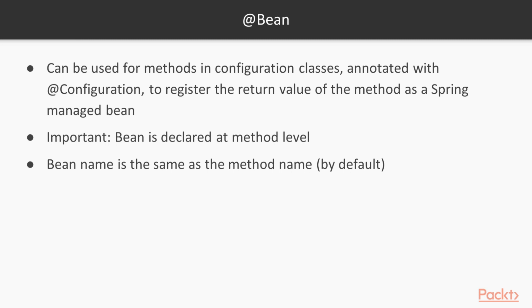So the main difference between bean and component is that component beans are annotated on class level, whereas bean annotations are declared on method level.